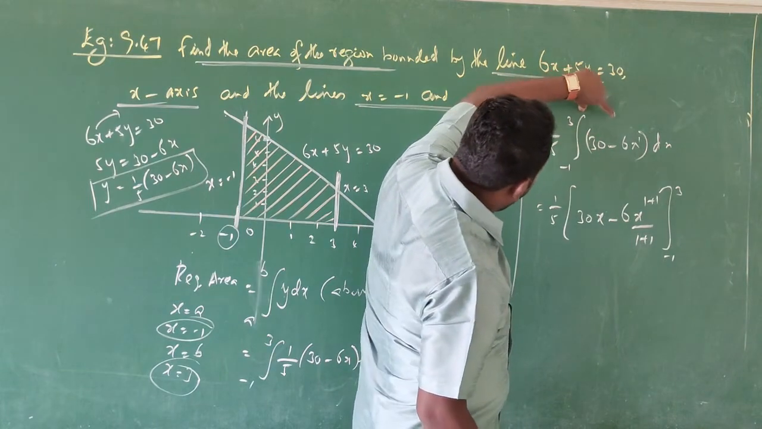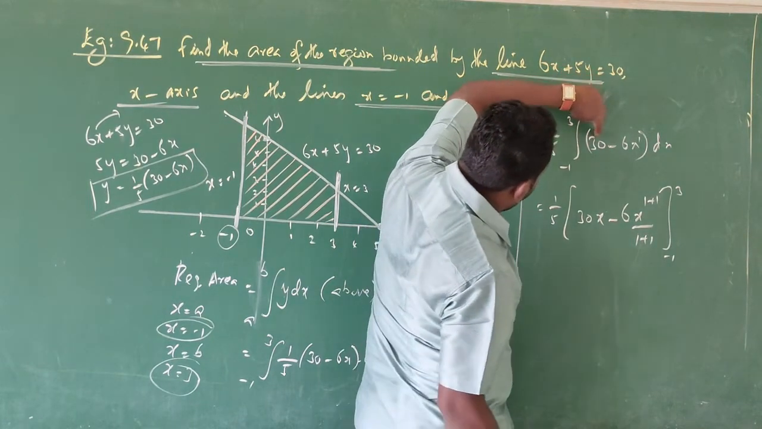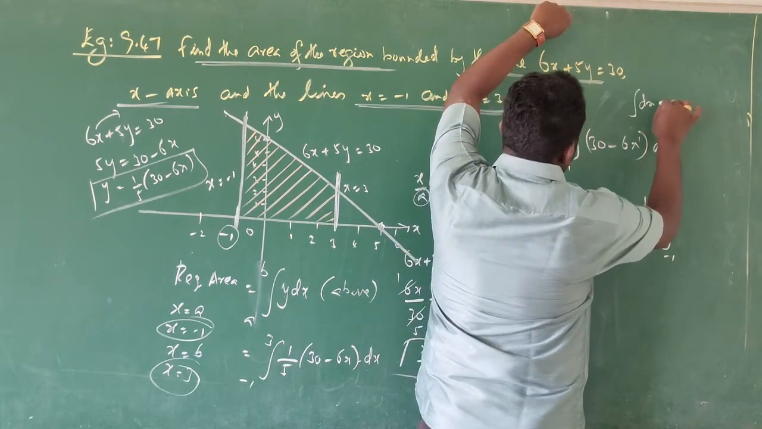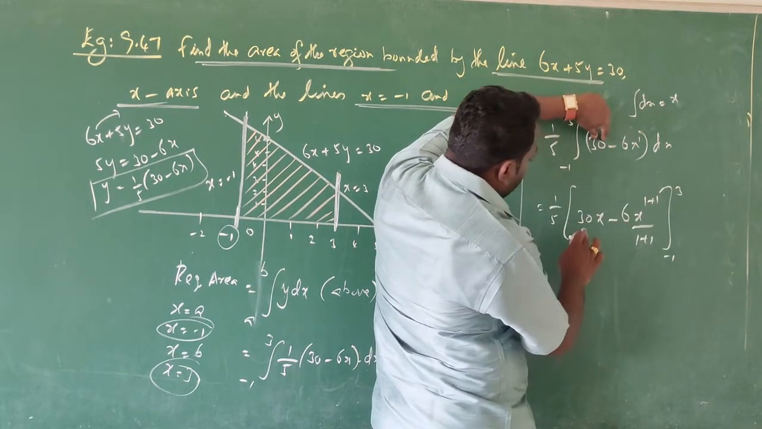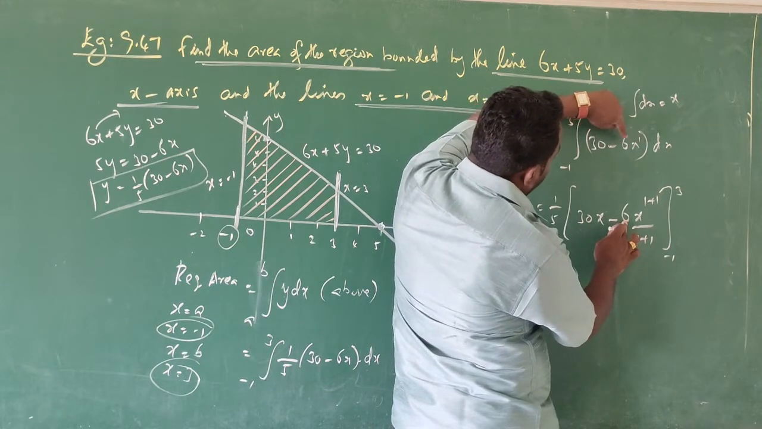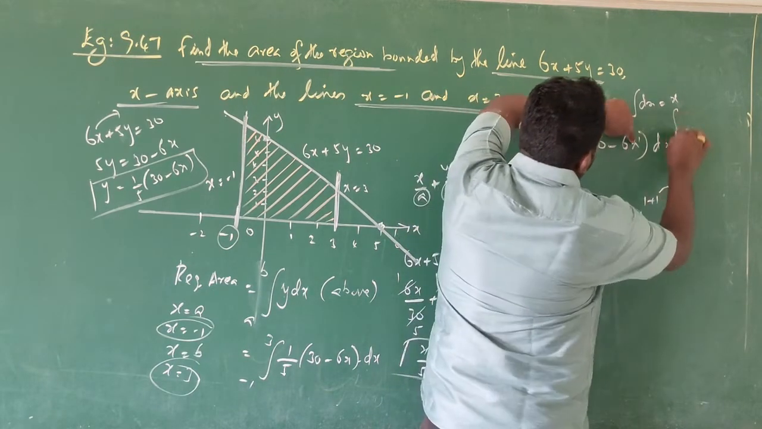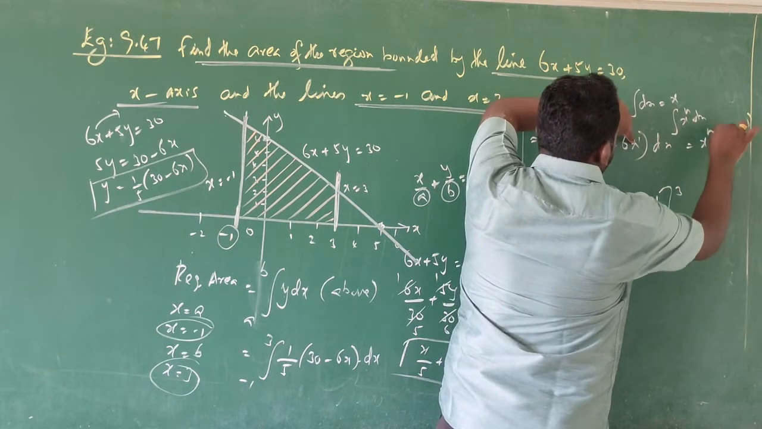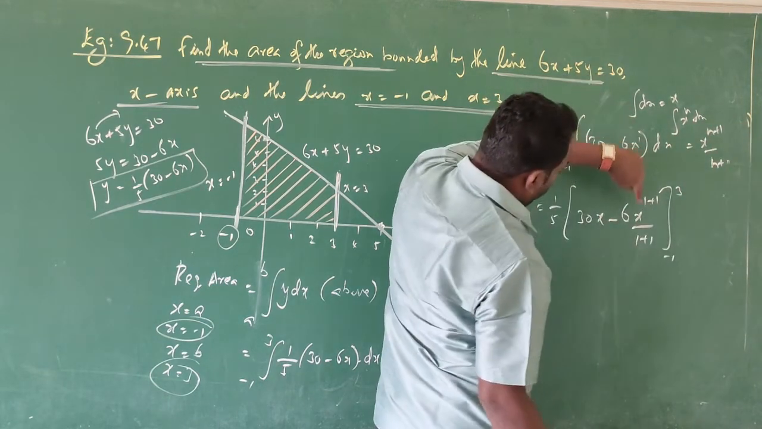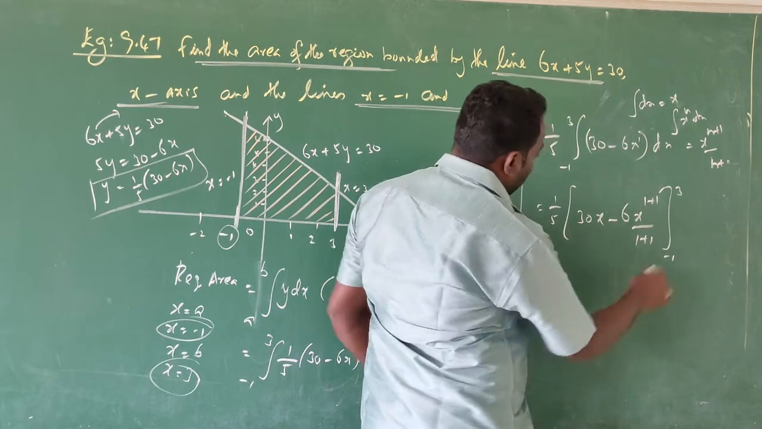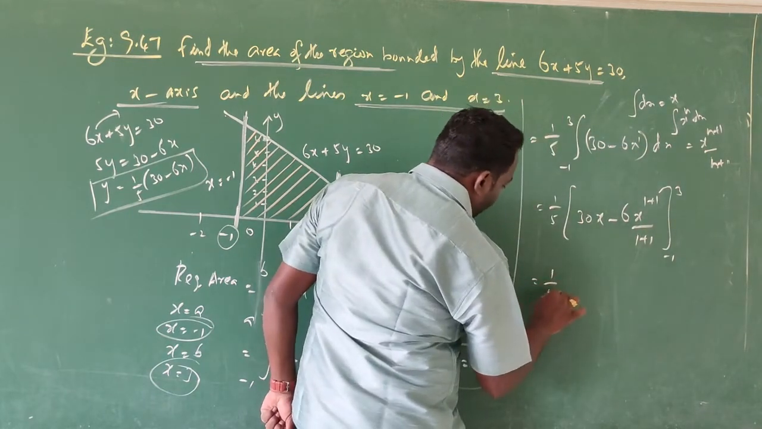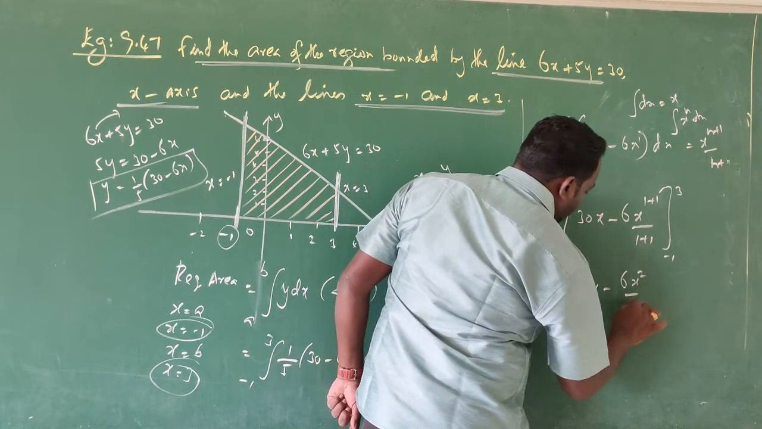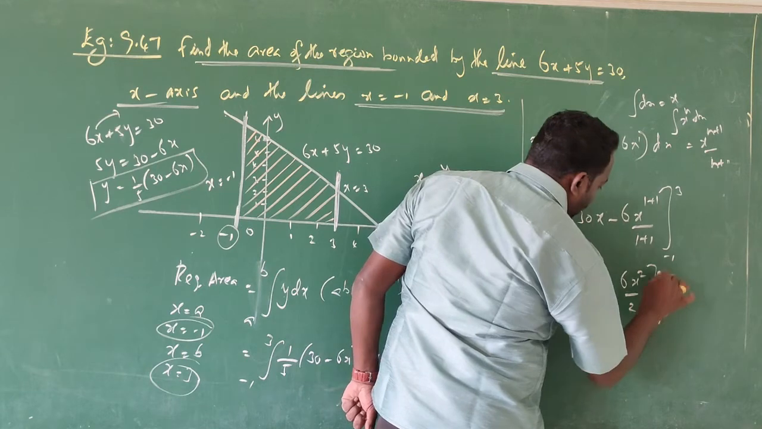Integrate inside the bracket: the integration of 30 dx is 30x, so 30 is the constant term, minus 6 is the coefficient, x power 1. The integration of x^n dx is x^(n+1) by (n+1). Therefore, it is x^(1+1) by (1+1). The integral is equal to 1 by 5 times the bracket of 30x minus 6x squared by 2, with limits minus 1 to 3.